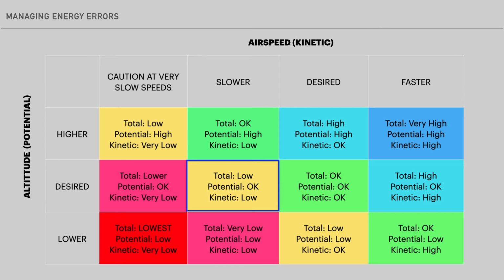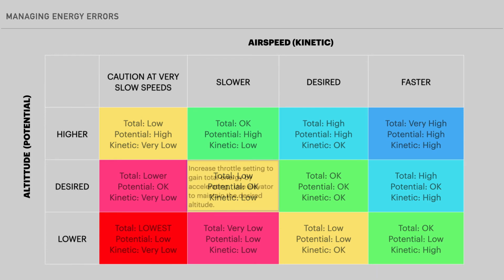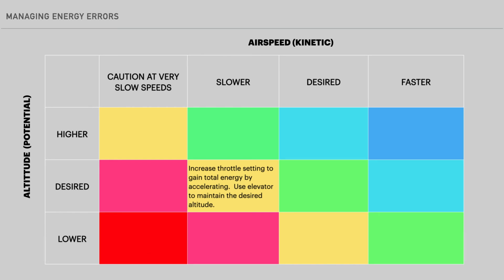We now begin discussing states of low total energy. In the present case, the airplane is at the desired altitude but is too slow. The pilot should recognize this and respond by increasing the total energy with throttle. The airplane may have a tendency to pitch up, which the pilot should address by adding forward pressure on the elevator. Then, adjust pitch attitude and throttle setting as needed to maintain the new path speed profile.